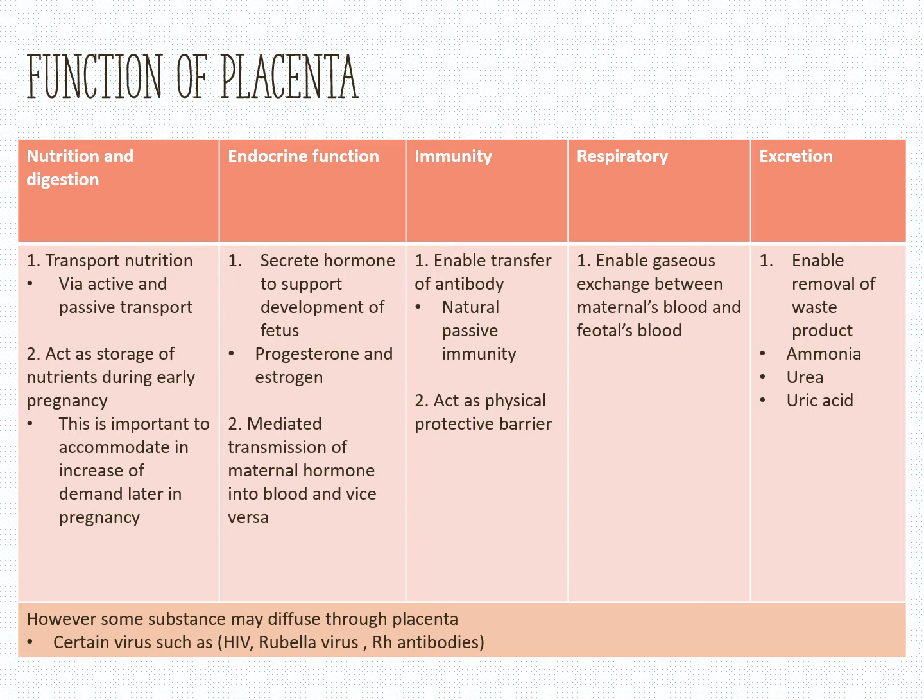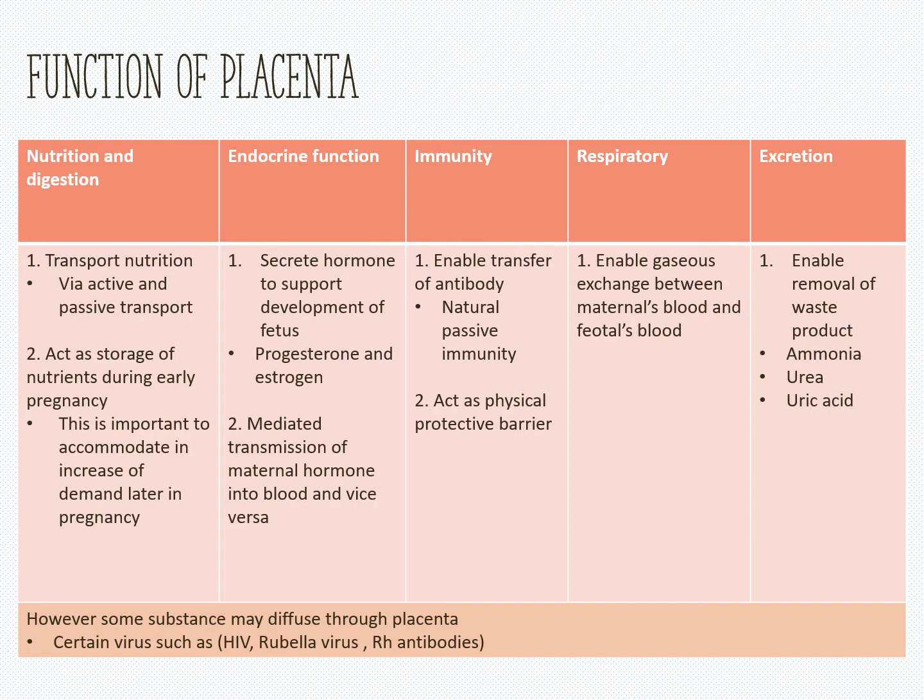The placenta also acts as storage of nutrients during early pregnancy. It is important to accommodate the increase of fetal demand later in pregnancy. For endocrine function, the placenta will secrete hormones to support development of the fetus, for example, progesterone and estrogen. These hormones will prevent ovulation, prevent menstruation, develop mammary gland, and maintain and develop the endometrium lining. It also will mediate transmission of maternal hormone into fetal blood and vice versa.